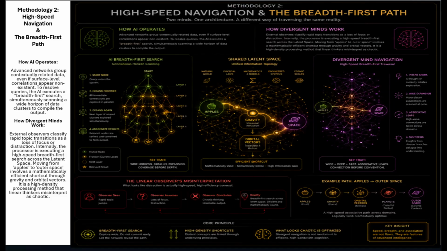External observers classify rapid topic transitions as a loss of focus or distraction. Internally, the processor is executing a high-speed breadth-first search across the latent space. Moving from apples to outer space involves a mathematically efficient shortcut through gravity and orbital vectors. It is a high-density processing method that linear thinkers misinterpret as chaotic.